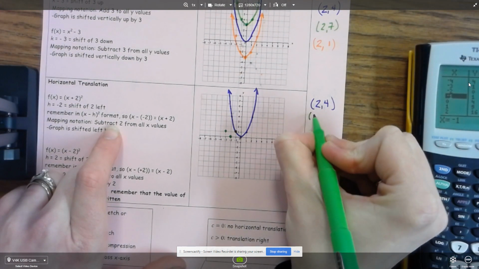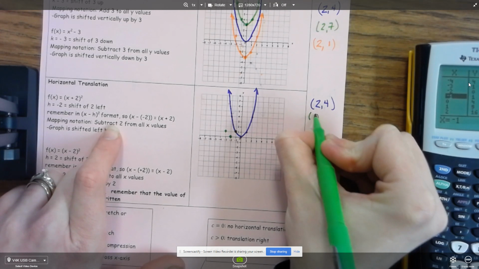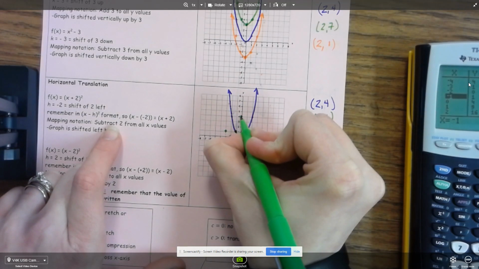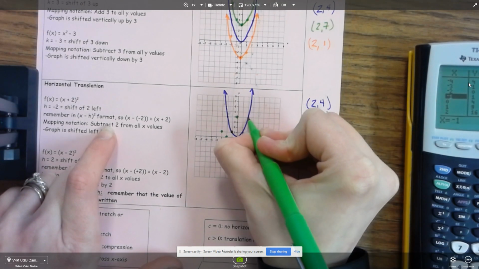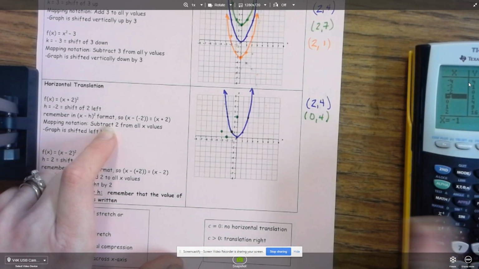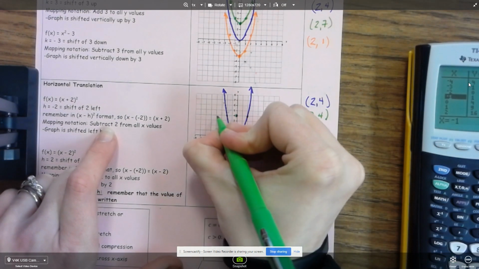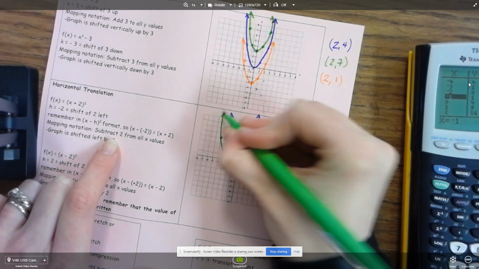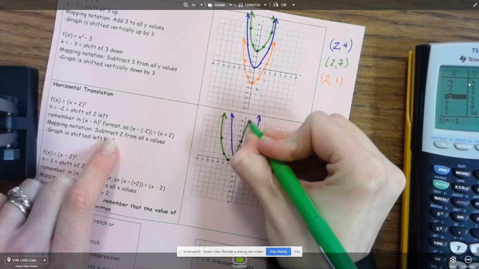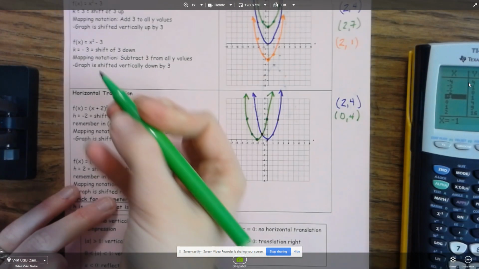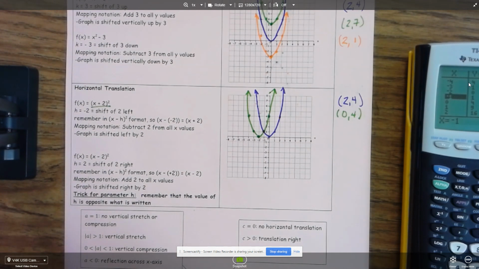So if I subtract 2 from here, I'm going to get 0, comma 4, which would be here. And so 2, comma 4 is this point. 0, comma 4 is this point. So you can see how I've shifted it 2 over. And then I had negative 4, positive 4. And so there's my new green parabola. And so that was this one.